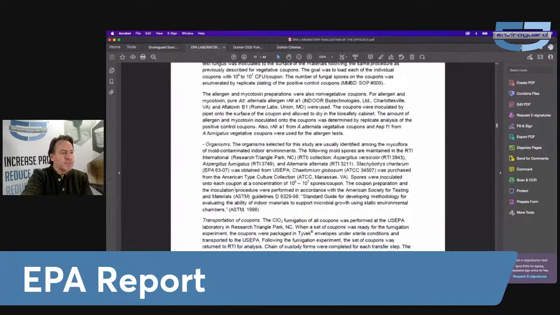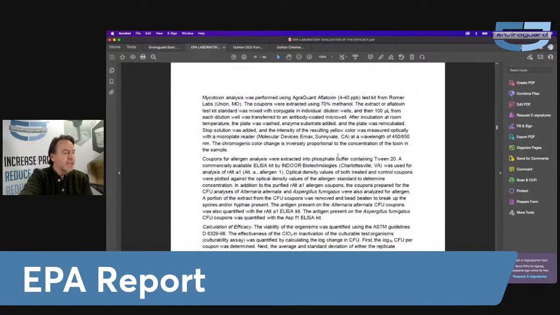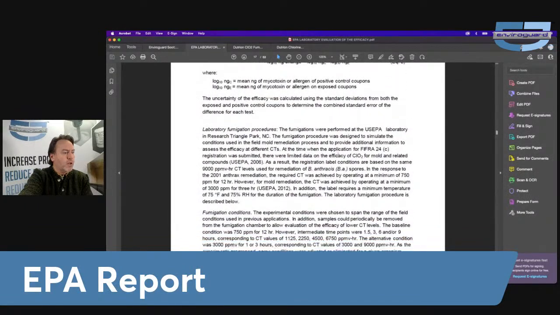The organisms that were tested, as we get down here, are going to be Aspergillus versicolor, Aspergillus fumigatus, Alternaria alternata, Stachybotrys chartarum, and Chaetomium globosum. I know that we normally just refer to them as Aspergillus or Stachybotrys or Chaetomium, but of course they have all of the full names in here. Let's see what else could be helpful.